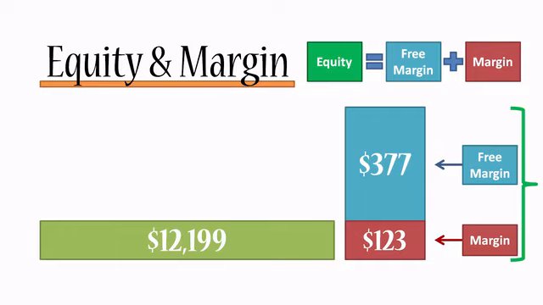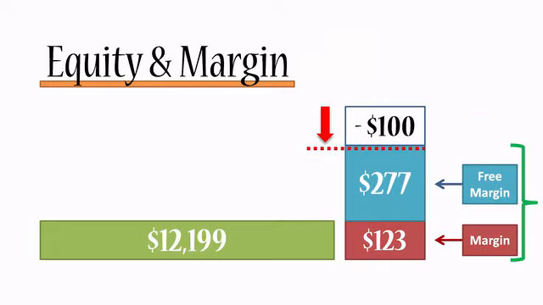So we'll start off by looking at what happens when the market moves against us. So if the market moves against our position, then first of all, let's say it moved against us and the unrealized loss on our account is $100. So as you can see, the margin is intact, the broker funds are intact, but the free margin has reduced by $100. And therefore, our equity has also reduced by $100.